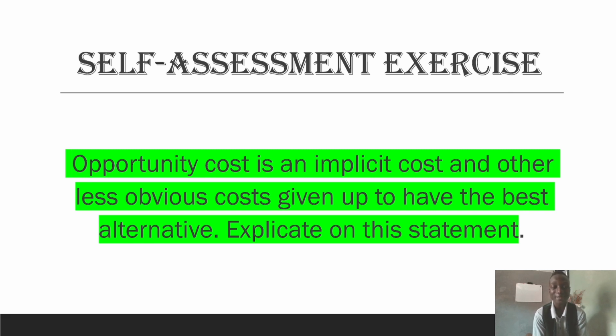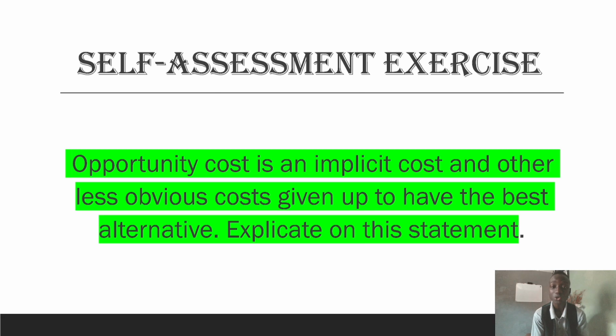So we have our second self-assessment exercise. Opportunity cost is an implicit cost and other less obvious costs given up to have the best alternative. Explicate on this statement. Now, let me explain something to you here. We said something about opportunity cost as an implicit cost and other less obvious costs given up to have the best alternative. Now, explain.